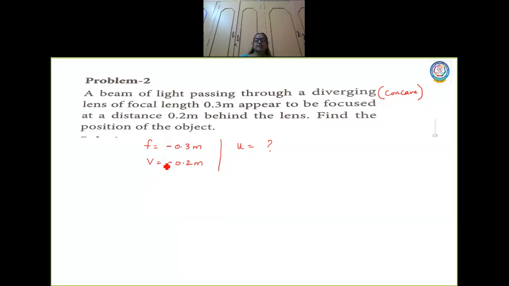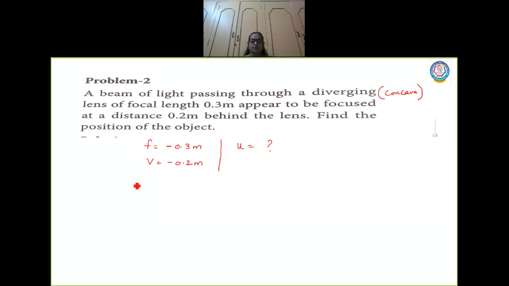Hope you remember this. If you are not thorough with sign convention, you will not be able to understand how these negative and positive signs are coming. Now the values which are measured to the left side of the lens are measured as negative. As far as a concave lens is concerned, the image is formed on the left side, so you measure the image distance negative, and the focal length is also on the left side, so you measure it with a minus sign. Is it clear? Now I have to find out the position of the object, which is U.